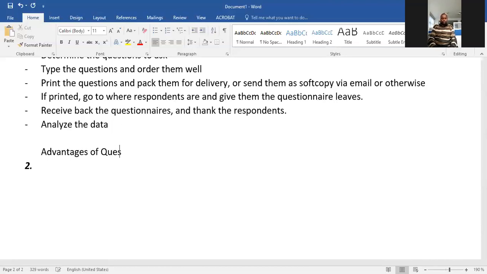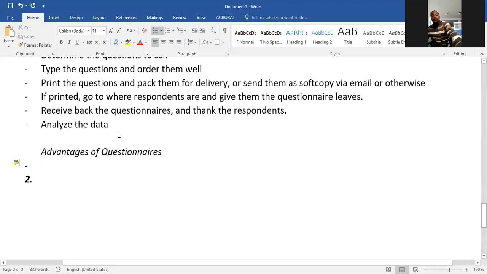Advantages of questionnaires. So basically, I'm using this as a whiteboard so that I can engage you in this particular discussion, so that you can actually follow it. Because if I read out to you, it will be kind of boring, and you may even sleep wherever you are. So, advantages of questionnaires. What are some advantages of questionnaire?